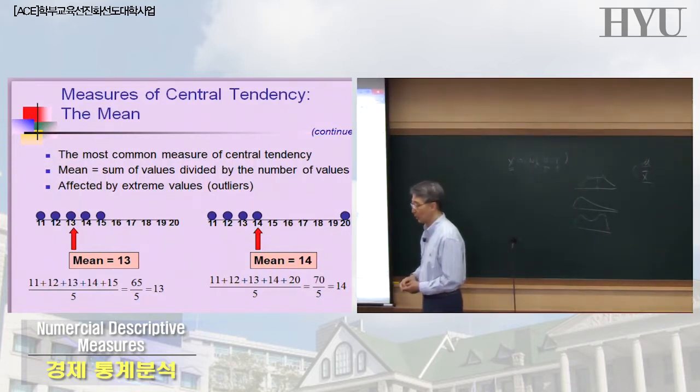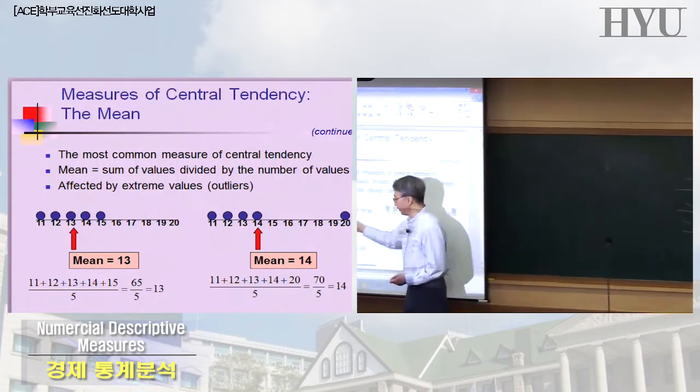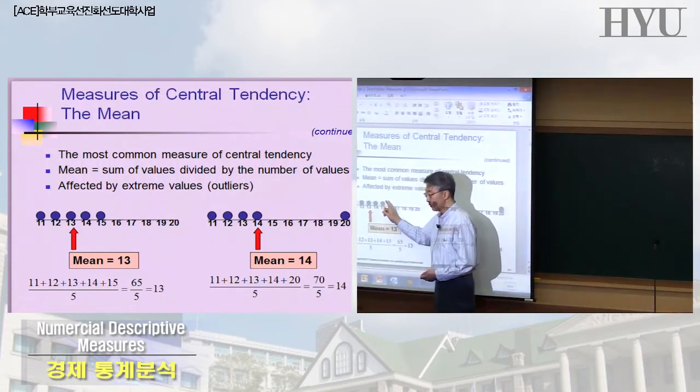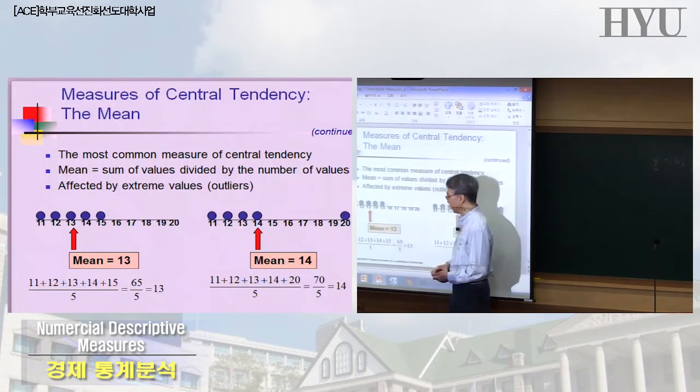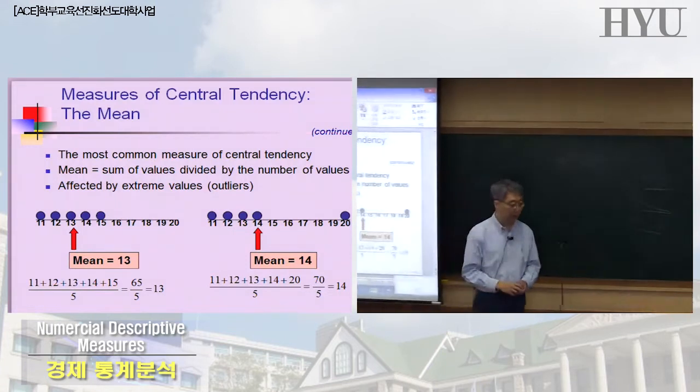Well, you don't even need to calculate it, right? Because they are all evenly distributed with one distance. The center, 13, will be the mean value of those 5 numbers.